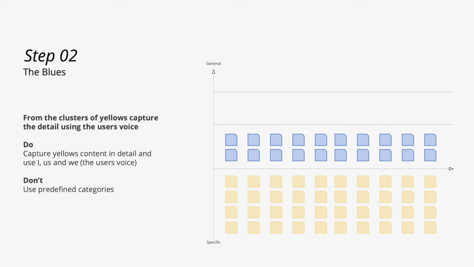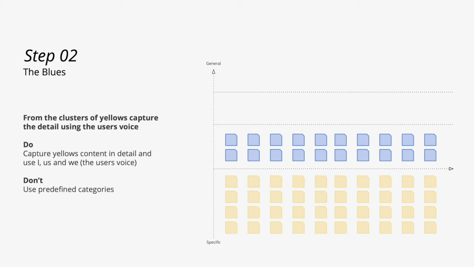So in step 2, the blues. Once you have looked at the clusters you have of the yellows, and they look concise, you can put a blue post-it on top. The blue tells you what really matters to the user, and it should be an abstract or a summary of what the yellows tell you. And it also uses the voice of the user. So remember to let the data speak for itself and to capture content.